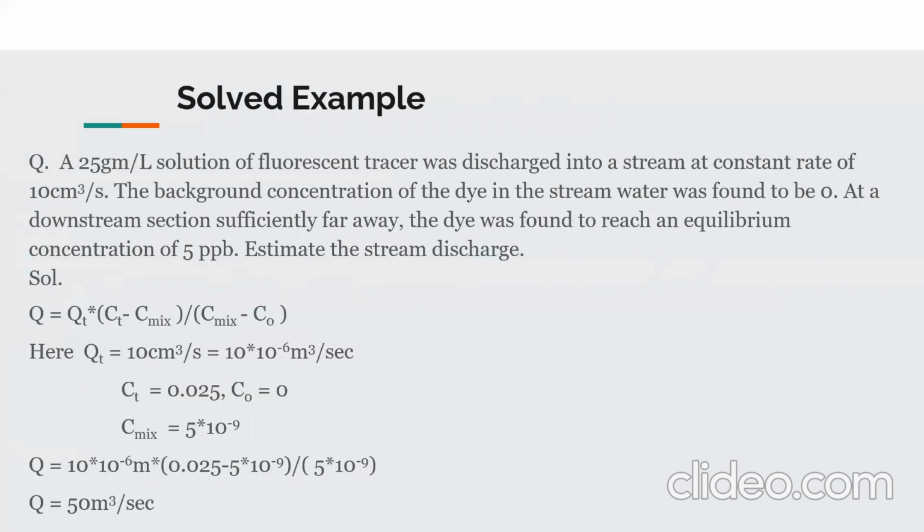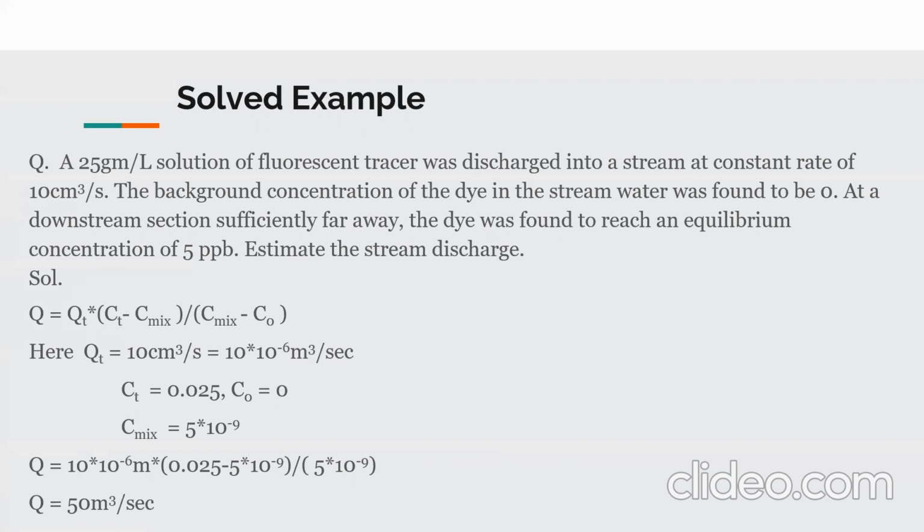Now here is a solved example. A 25 gram per liter solution of fluorescent tracer was discharged into the stream at a constant rate of 10 centimeter cubed per second. The background concentration of the dye in the stream water was found to be 0. At a downstream section sufficiently far away, the dye was found to reach an equilibrium concentration of 5 ppb. And now we have to calculate the stream discharge Q.